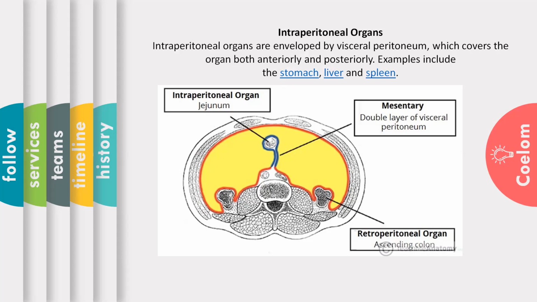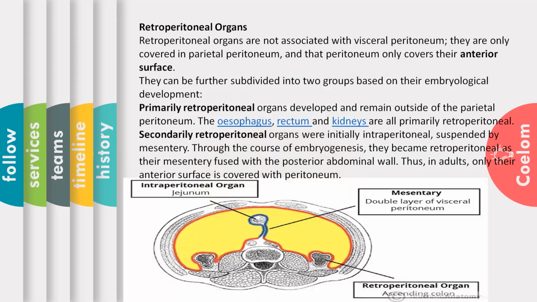Then the retroperitoneal organ. See, the next type is the retroperitoneal organ. Now, if you see in this diagram, the retroperitoneal organ, this is the orange layer which is covering an organ. There is no blue visceral peritoneum covering. So this is the parietal peritoneum which covers the organ only from one side. The organ is not covered on both sides. So such organs which are covered by only parietal peritoneum, that too only on one side, are called retroperitoneal.